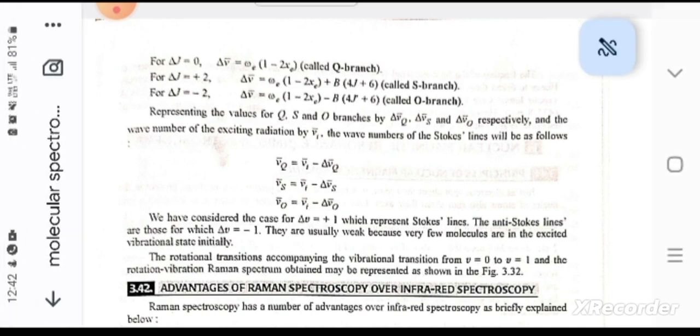We have considered the case delta V equals plus 1, which represents Stokes lines. The anti-Stokes lines are those for which delta V equals minus 1. They are usually weak because very few molecules are in the excited vibrational state initially. The rotational transitions accompanying the vibrational transition from V equals 0 to V equals 1, and the rotational vibrational Raman spectrum obtained, may be represented as in figure 3.32.